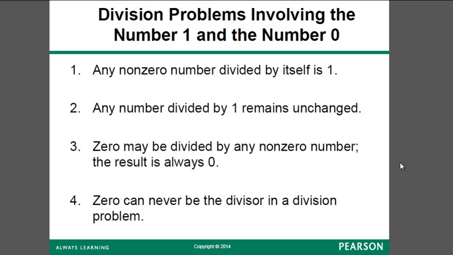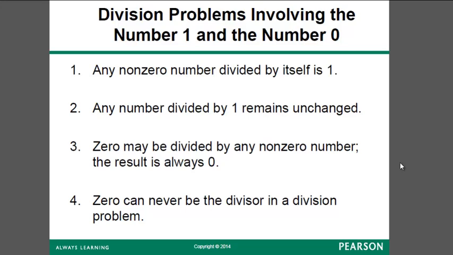0 divided by any number, the result is always 0. The reason for this is because I have 0 objects. I don't have any pieces of pizza, but I've got 7 friends. How many pieces of pizza do they get? They don't get any. They still get 0. I started out with 0. I end up with 0. So if I start out with 0 and I'm going to divide it into groups, my answer is going to be 0.